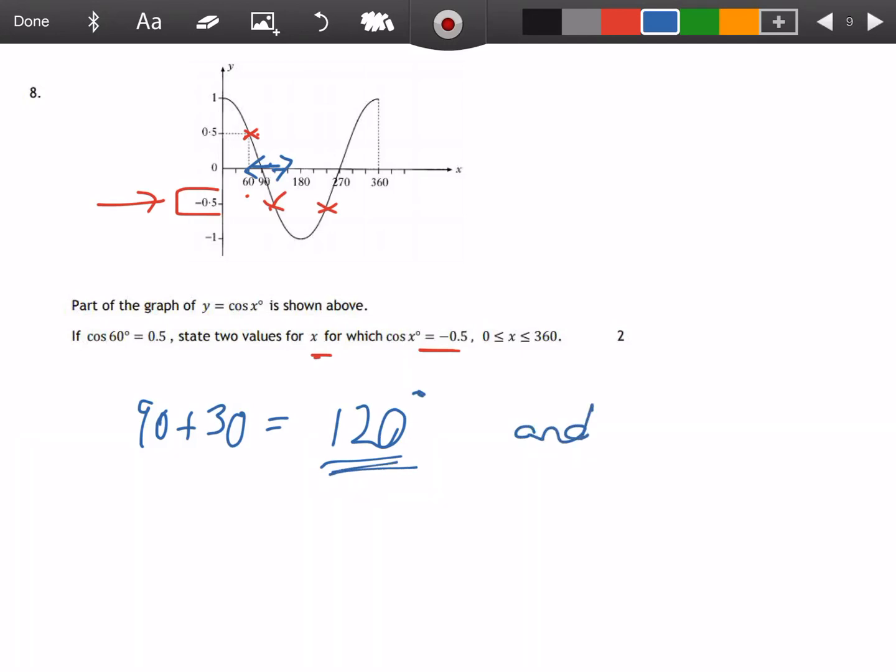And in this direction, there's 270, come 30 back. 270, take away 30, 240. There is no working at all needed for this.